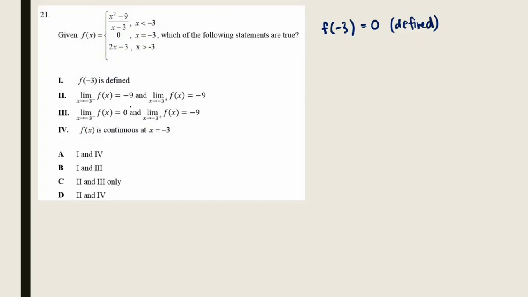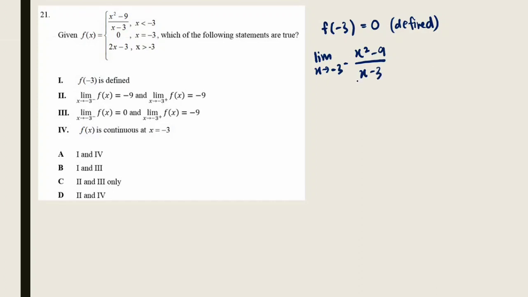The next two statements, we check the value of the limit from the left hand side and right hand side. So let us check the limit for x approaching -3 from the left first. From the left, the function is on top here, which is (x² - 9) over (x - 3).